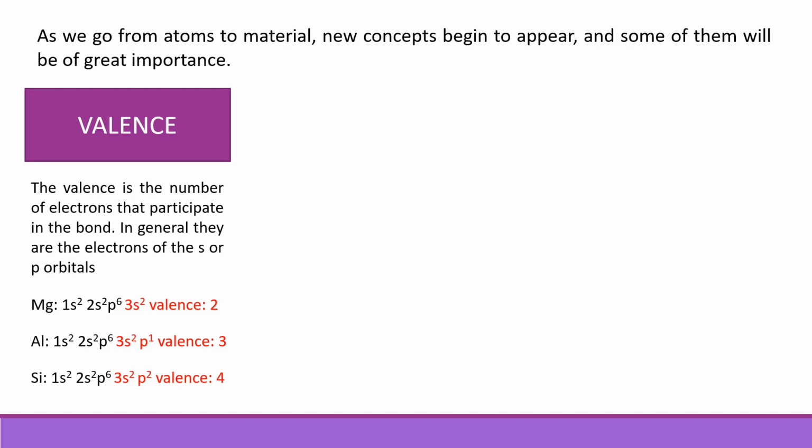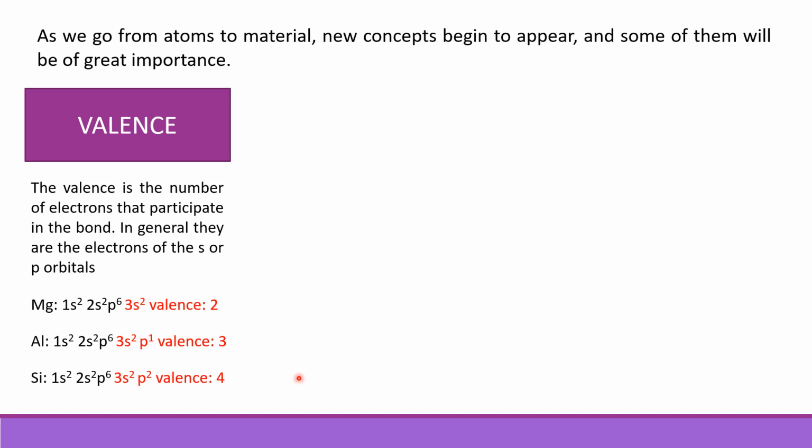Valence is the number of electrons that participate in the bond. Normally, they are electrons from the outer s and p orbitals. For instance, here I have a few examples. For magnesium, 3s2, so valence 2. For aluminum, we have electronic structure 3s2 3p1, then the valence is 3, and for silicon 3s2 3p2, and the valence is 4.